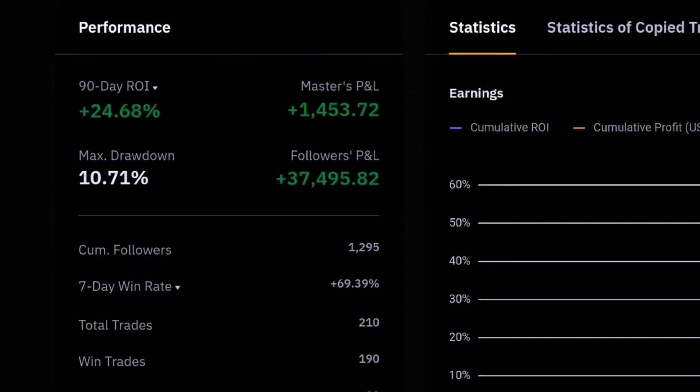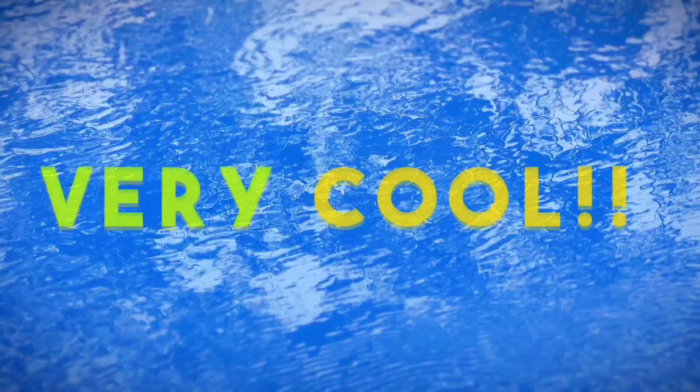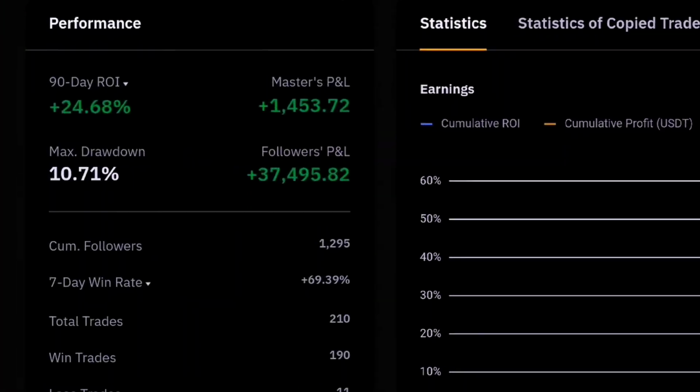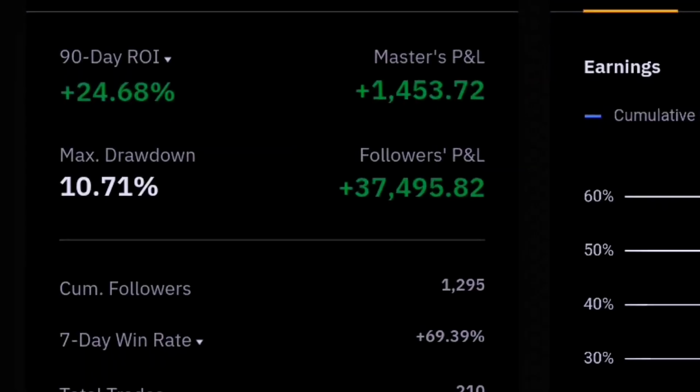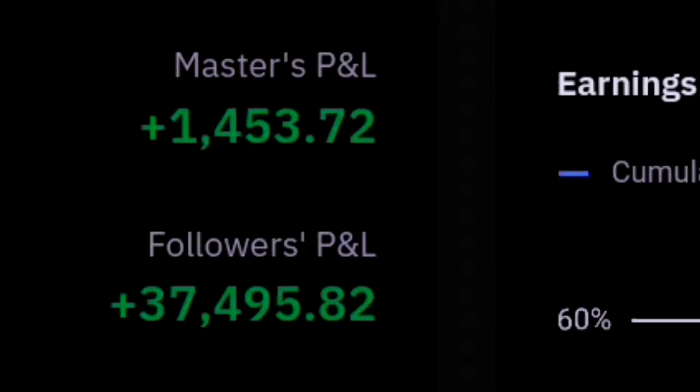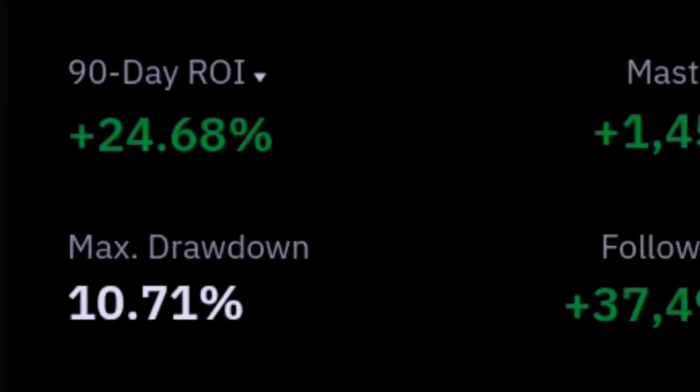Under performance, you can see we have 90-day ROI plus 24.68%. Very cool. The master's P&L is over $1,400 and the followers have earned over $37,000. The maximum drawdown is 10%, which is not so bad. Averagely, you can make $8 per trade with this master trader.